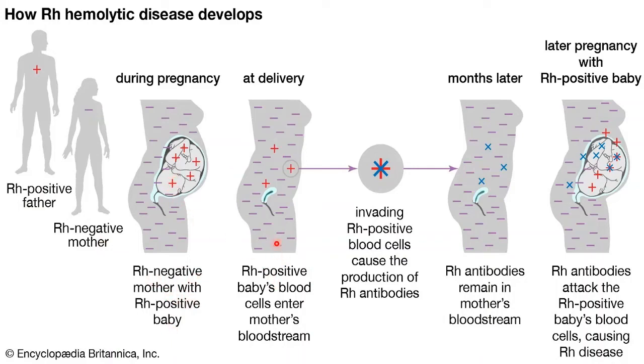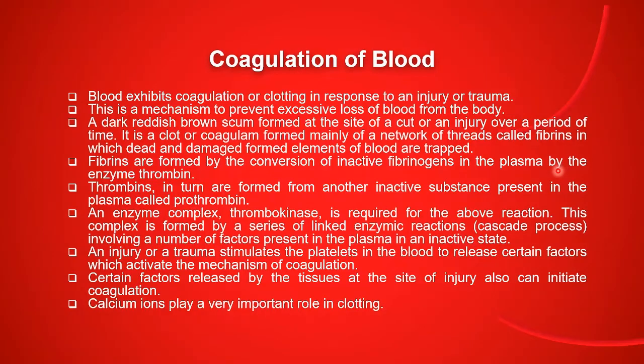Now at the delivery, what will happen? The fetus will not be affected, no problem, but during the delivery the Rh positive baby's blood will enter the mother's bloodstream. So Rh antibodies will be formed, and they will remain in the bloodstream. These antibodies can attack the Rh positive baby's blood cells and cause Rh disease. So if the anti-Rh antibodies are administered after the first pregnancy, they will be neutralized and there will not be any problem in subsequent pregnancies.